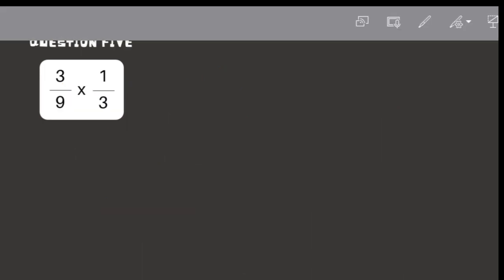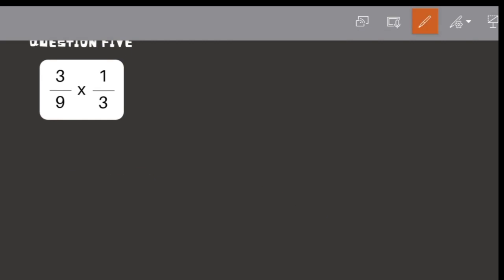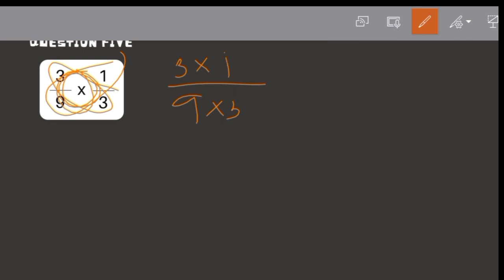So we have question 5 here, which is, again, very similar to question 4. Just look at it. Since it's multiplication, you just need to multiply denominators and numerators together. As I've mentioned before, you can just cancel out the 3's and just do the 1 over 9 thing. But to check, 3 times 1 is 3. 9 times 3 is 27.